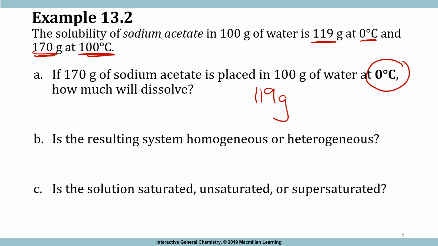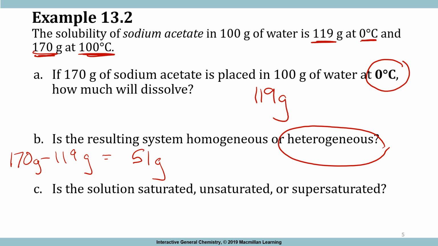Is the resulting system homogeneous or heterogeneous? Homogeneous means that everything is dissolved, and heterogeneous means that there's still solid left over. So because this solution is going to have 119 grams dissolved in the water, there's going to be leftover solid sodium acetate at the bottom of the beaker. So 170 grams minus 119 is going to be 51 grams of sodium acetate left over as a solid. So because of that, this will be a heterogeneous solution.